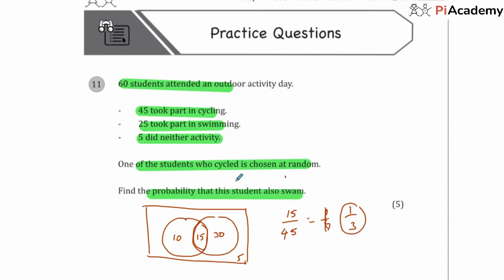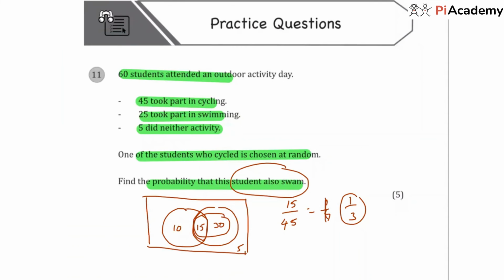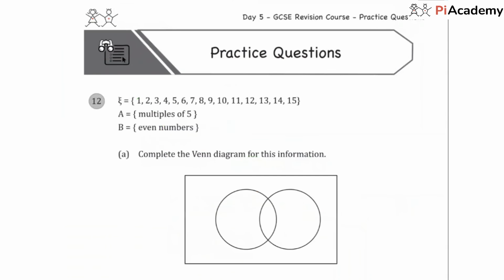See, the probability that this student also swam. So 30 plus 15 is 45. 15 over 45, right? Sorry about that, sir. Yeah, good. 1/3 is the answer. Correct. Let's go to the next question.